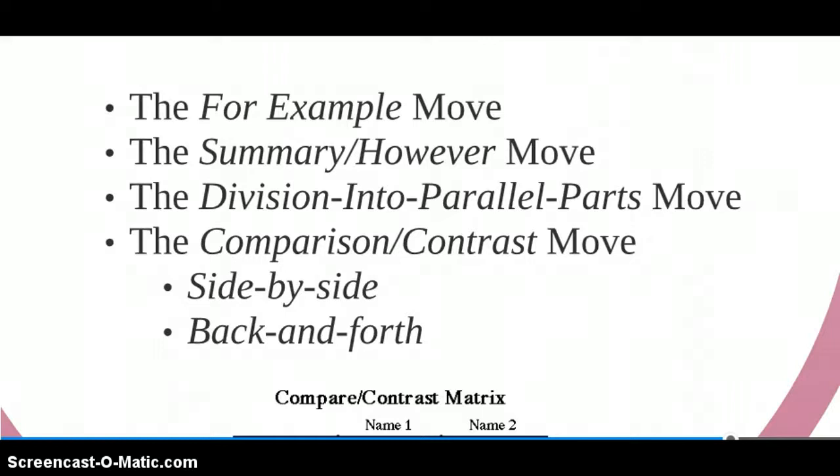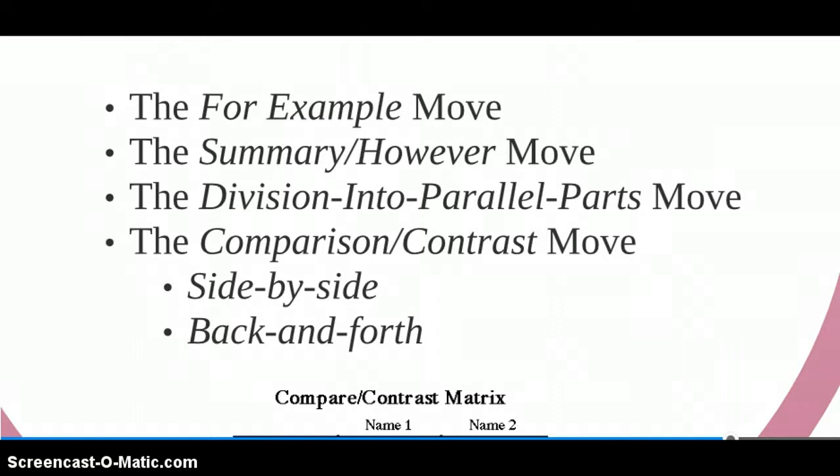Also try the summary however move. This occurs whenever a writer sums up another person's viewpoint in order to qualify or contradict it, or to introduce an opposing view. Typically, writers use transition words such as but, however, in contrast, or on the other hand between parts of this move. This move is typically common in academic writing, which often contrasts the writer's new view with prevailing views.